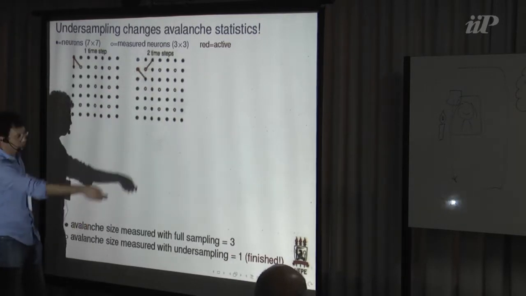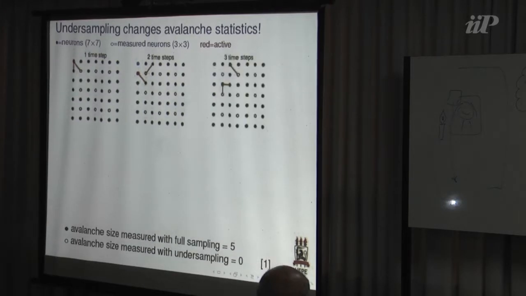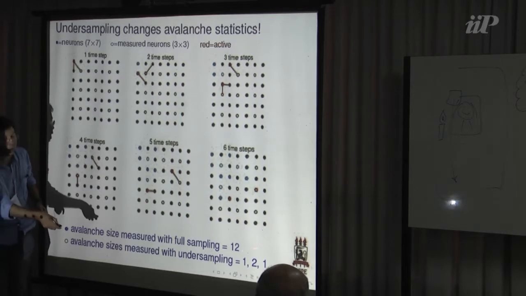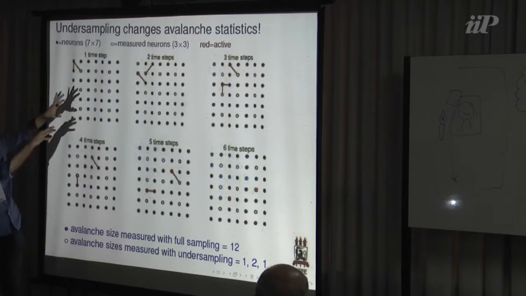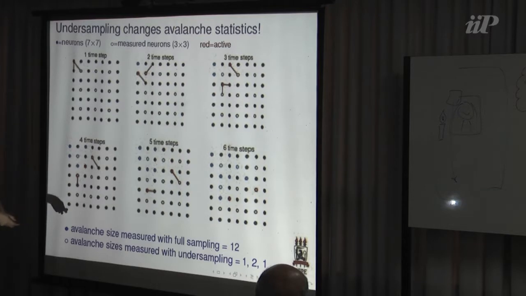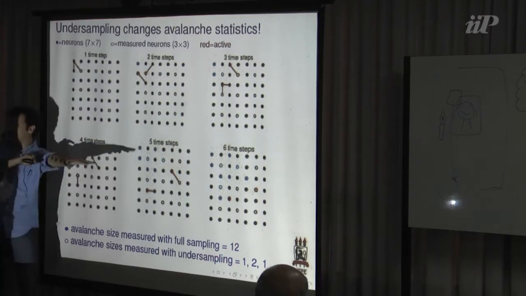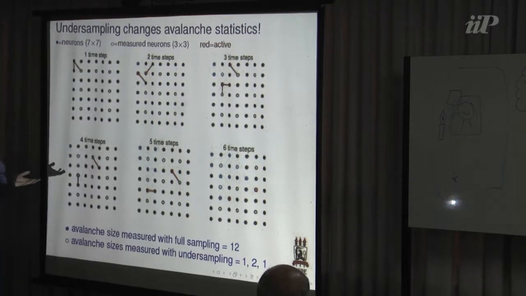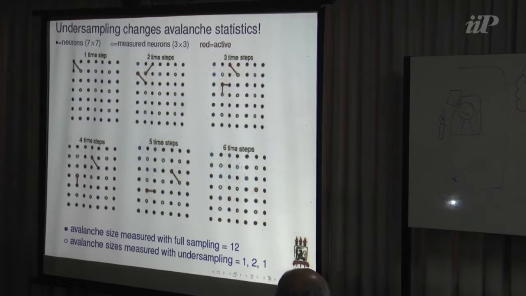The avalanche is over, while the real avalanche still propagates. So we have more neurons, and it goes on and on. You can believe me that at the end of the day, in the full system, you have 1 avalanche of size 12, whereas in the matrix, what you measure is 3 avalanches of sizes 1, 2, and 1. So you see, you lose the tail, and it comes to the other part of the distribution, just because you're sampling poorly.